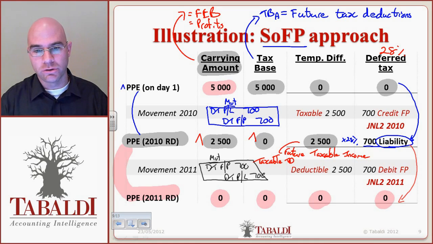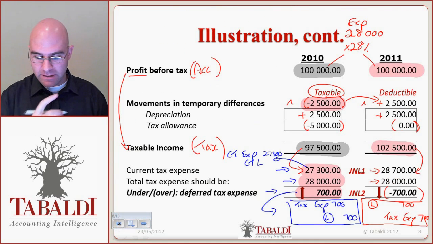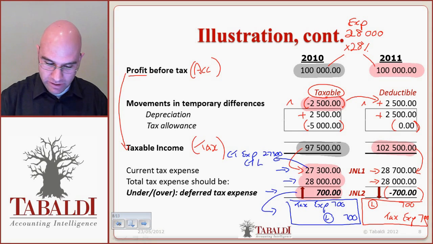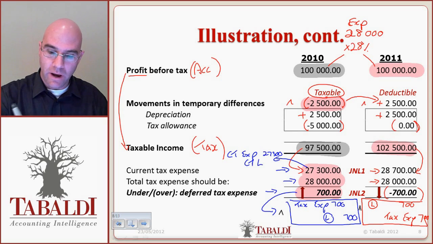Okay, and those are your journals you'll pass. Just to make sure that we've got our proof correct, let's go back to our current tax computation, and you'll see the journals at the bottom that we were doing a couple of minutes ago. Well, we called it the tax expense. Now we're just going to erase that.